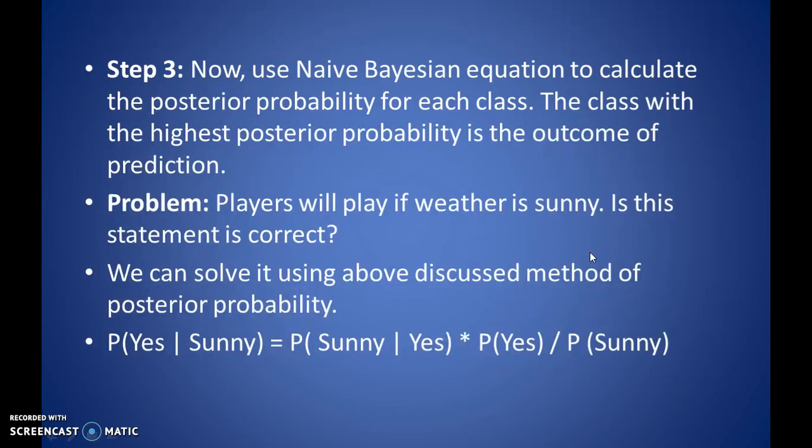When we calculate this Naive-Bayes equation to calculate the posterior probabilities for each class, the class with the highest posterior probability is the outcome of prediction. So the problem here is: the players will play if the weather is sunny. Is this statement correct? We can solve it using the above discussed method of posterior probability. Say probability of yes given sunny is equal to probability of sunny given yes into probability of yes, divided by probability of sunny.